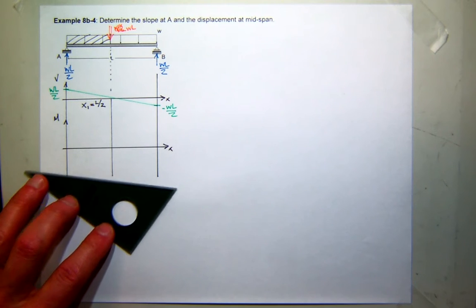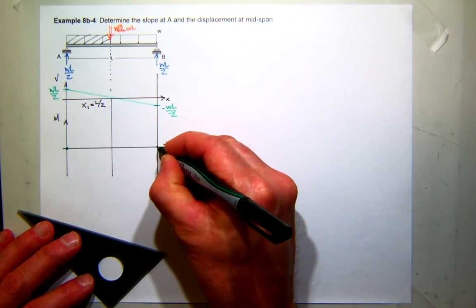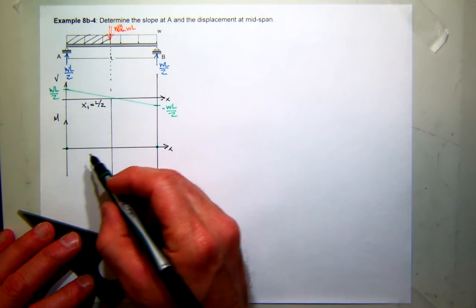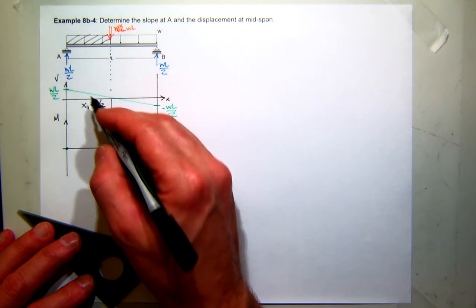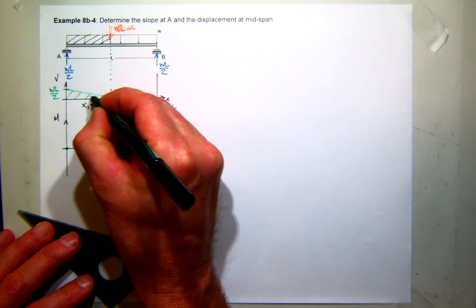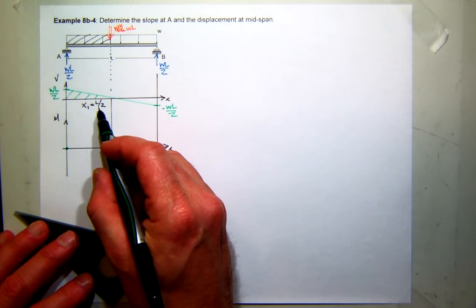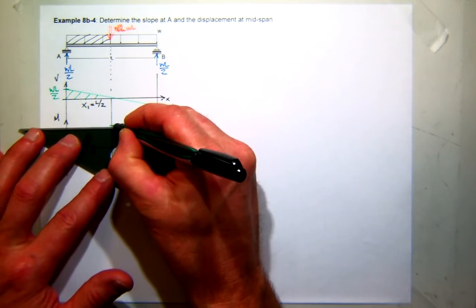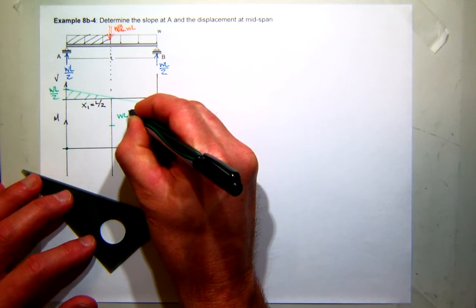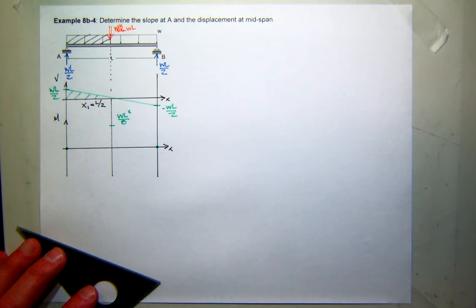We're going to start off with a moment at the pin of 0, and I better end with a moment at the roller here of also 0. So the change in moment over the first part, L over 2, should be the area under the shear diagram, which should be WL squared over 8. Right? One half base L over 2 times height WL over 2. So I should get WL squared over 8. And what is the shape of the curve?